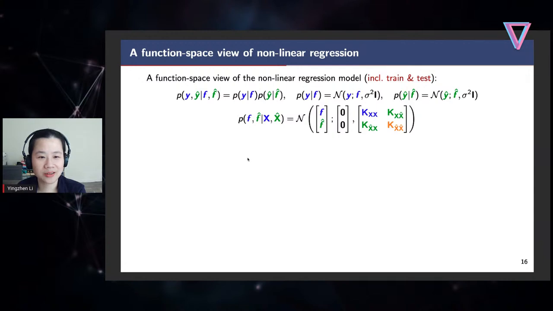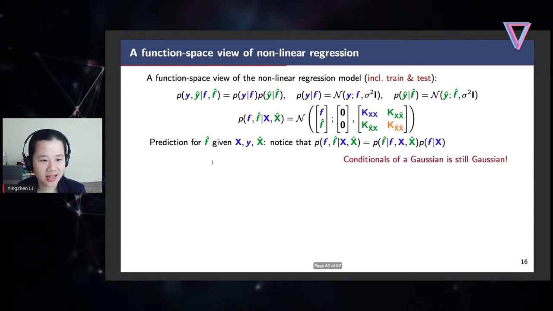Okay, so now let's see how to do prediction in this case. One very nice thing to notice is that for a joint Gaussian, you can basically write down its factorized form into P of F given S and also another conditional distribution. And importantly, this conditional distribution of F hat given the training inputs, test input, and also the training predictions is also a Gaussian distribution. So that means if you know how to compute this Gaussian, then you definitely know how to compute this Gaussian.